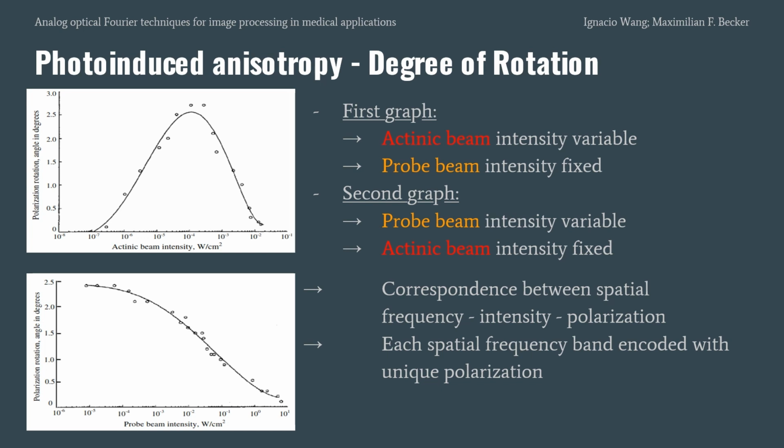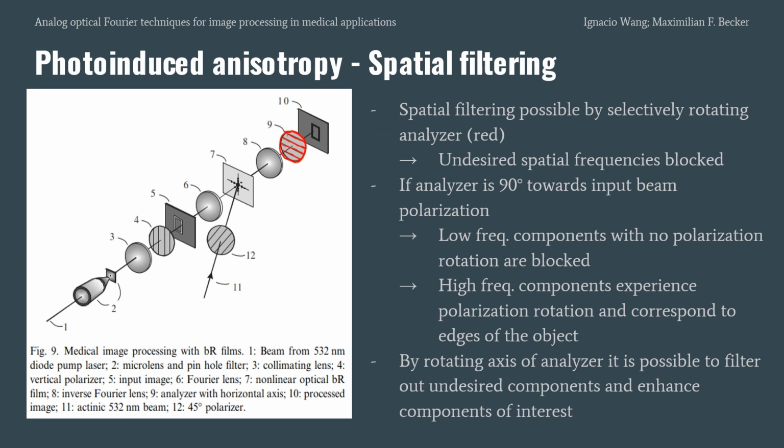Sorry, we know that we can bring this back here in the next slide, which is about the spatial filtering. So as you can see in number 7, the incoming two beams hit the film, and after that they go again through an inverse Fourier lens, and after that through the analyzer. This polarizing analyzer is also rotatable, so we can rotate it, and with this select or change the frequency bands that get through and that we want to filter for.